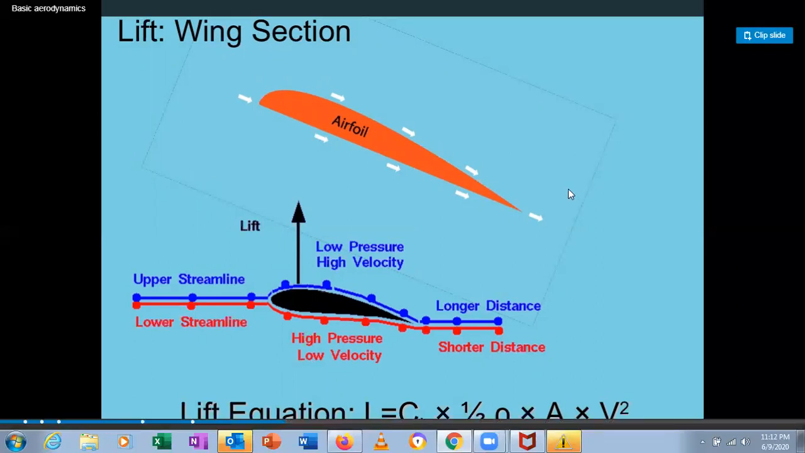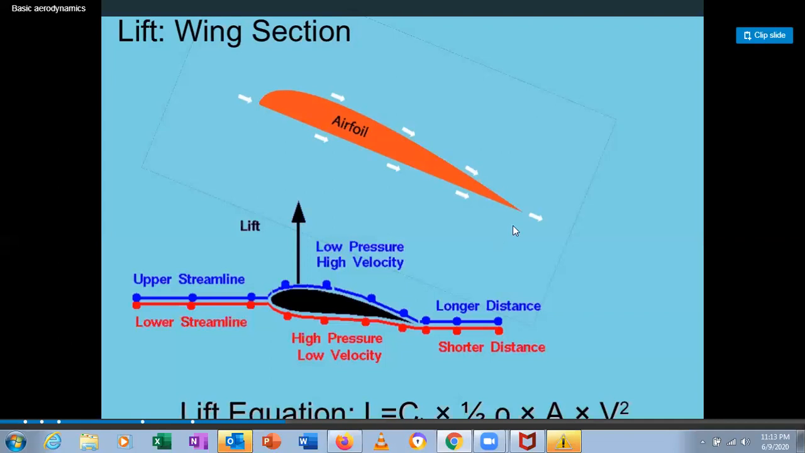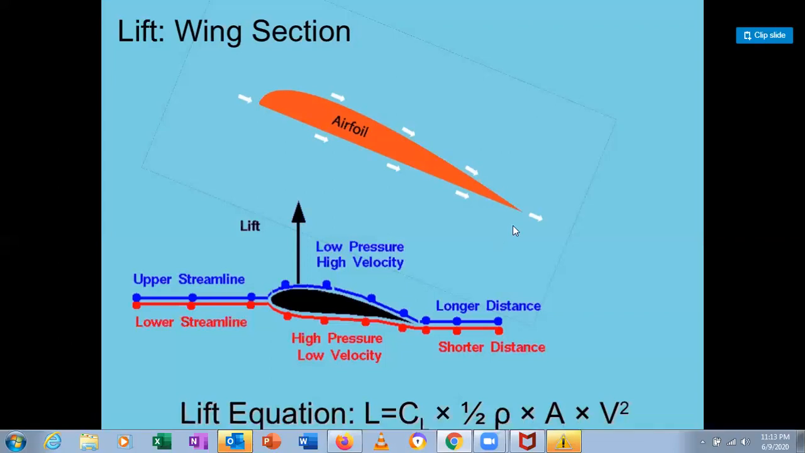So the lift equation says: half rho v square S into CL, or CL into half rho into A into v square. CL is the coefficient of lift, rho is the density of air, A is the area, and v is the velocity. This is the lift equation. It's very important, we'll be using it frequently, so please make a note of it. L is equal to half rho v square S into CL. This is the formula for lift.